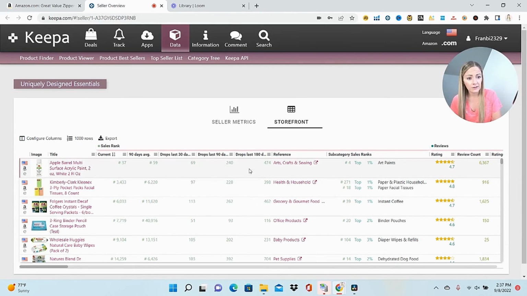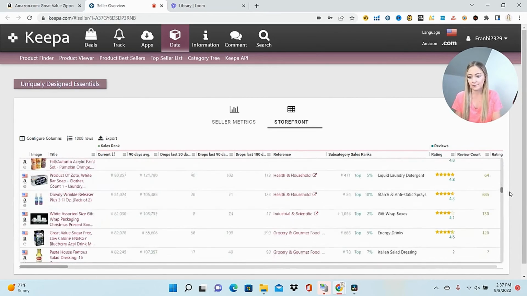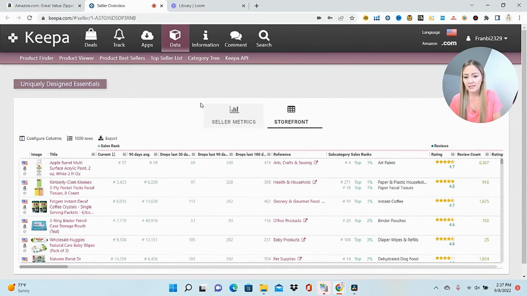So now here in Keepa, I just went to their storefront and it just loaded in all of the products that are in their storefront. Now I didn't really intend to do this in this video, but while we're on it, we found someone that looks like they have some really great products. So I might as well show you how to now try and steal their products.